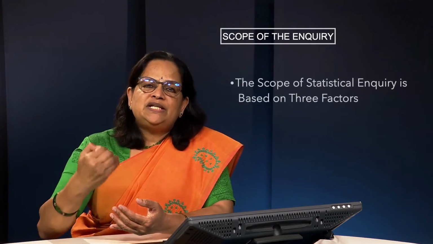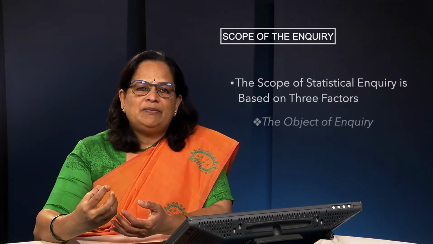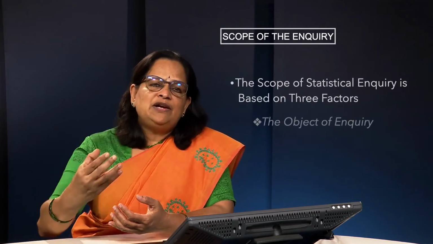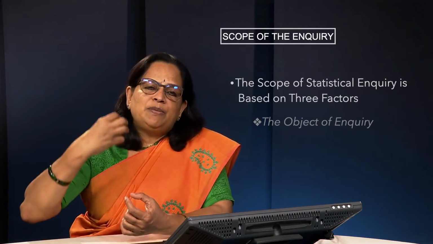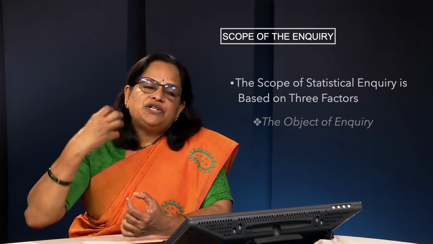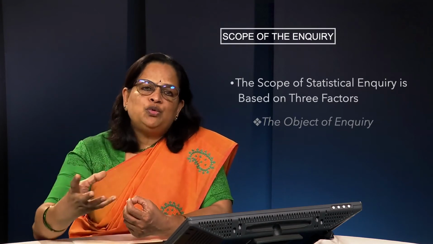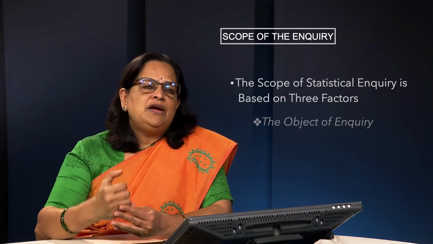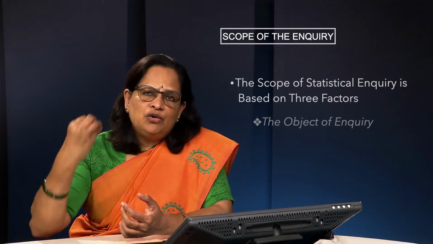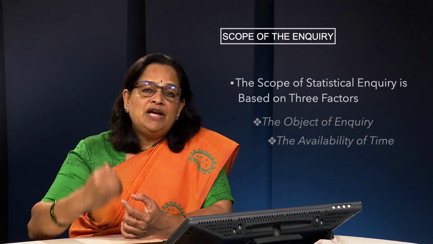Now, the second point I want to tell you is that the scope of statistical inquiry is based on three factors. One is the object of inquiry. What is your object? In the last slide we saw that three objectives are there. So based on that, whether you are trying to prove a new theory, or learn about the existing population, or approve or disprove an existing theory, you have to decide your object. Based on that, you have to decide whether you are going for a sample survey or census survey.